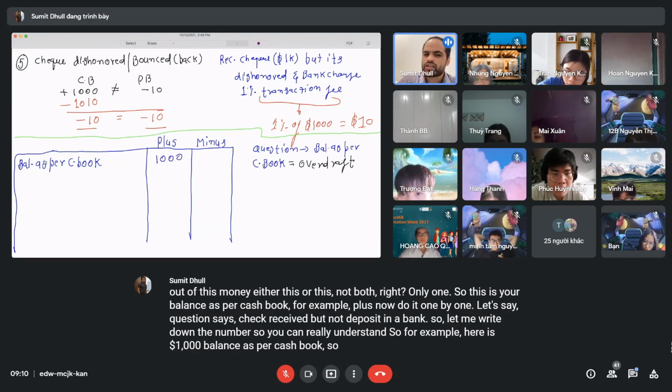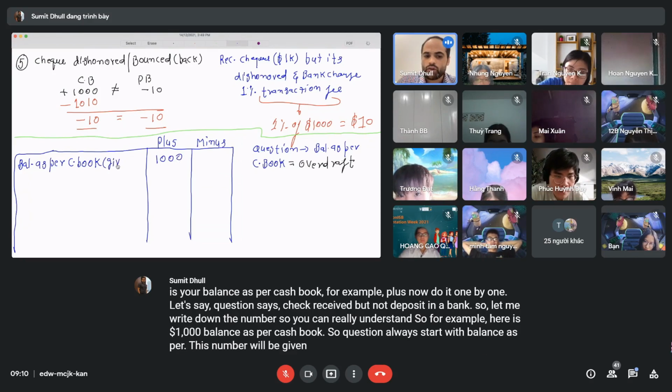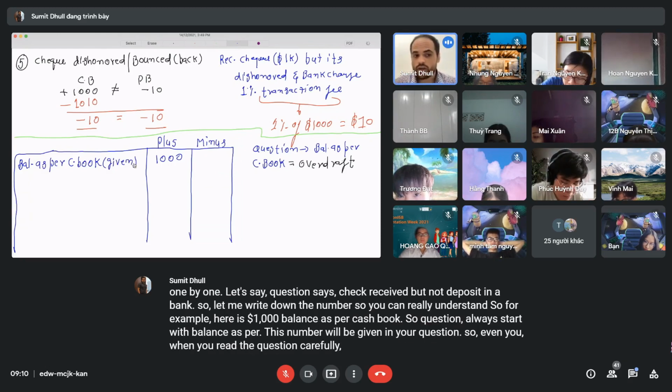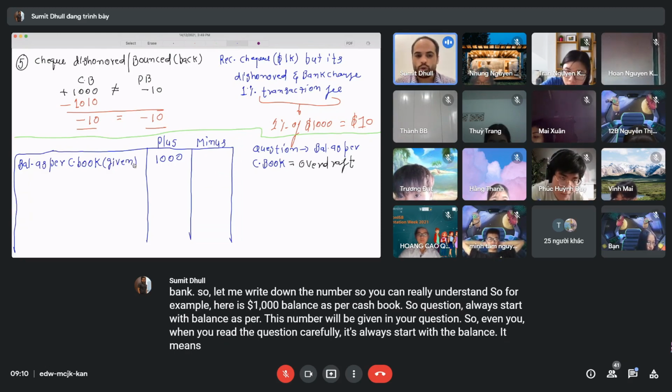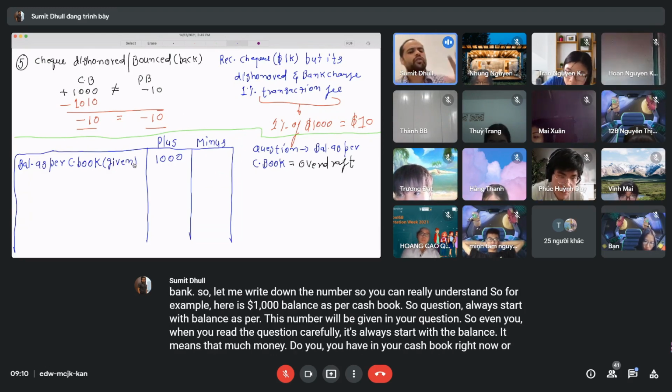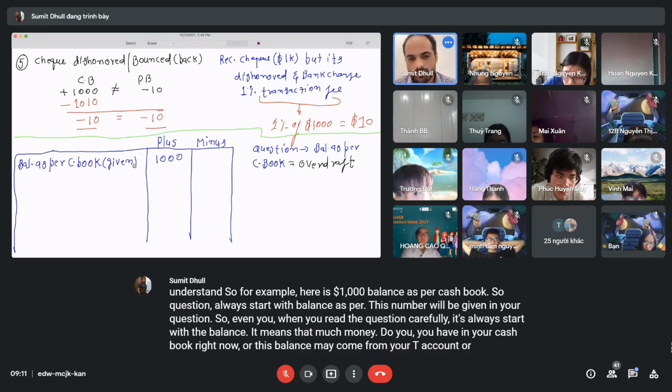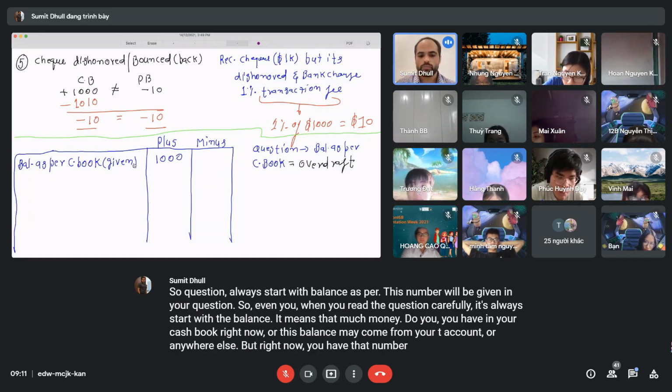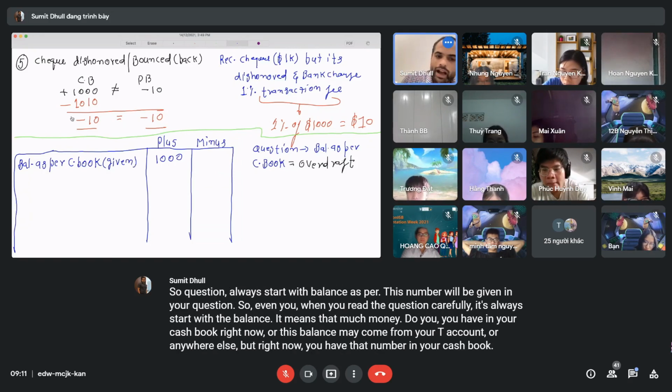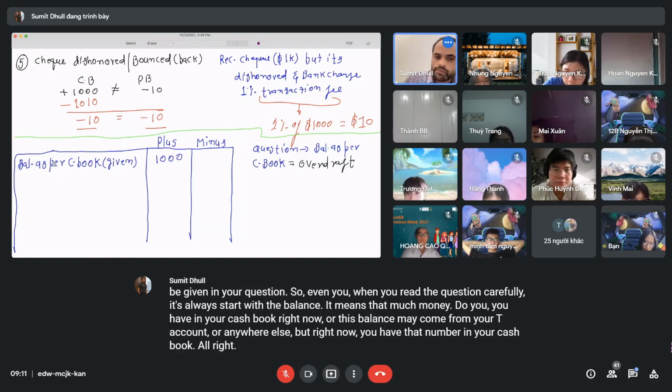So the question always starts with balance as per. This number will be given in your question. When you read the question carefully, it always starts with the balance. It means how much money you have in your cash book right now, or this balance may come from your T account or anywhere else. But right now you have that number in your cash book, right?